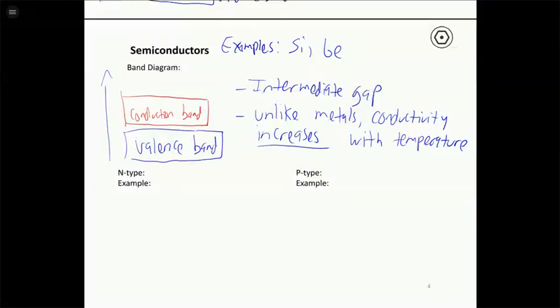So there's two types of doping, N-type and P-type. And basically what you're doing when you're doping is you're taking the native semiconductor like silicon and you're adding in a small amount of another element that's going to change the number of available valence electrons. So when you have an N-type doping, you dope with extra electrons.